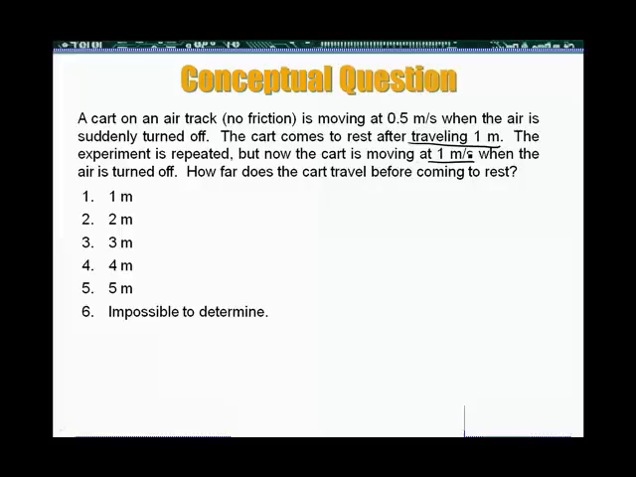Okay. Now, in here, it is moving at 0.5 meters per second. Here it is moving at 1 meter per second. So it is twice the speed. Twice the speed, that means we have 2 times the speed. 2 times the speed means 4 times the kinetic energy.